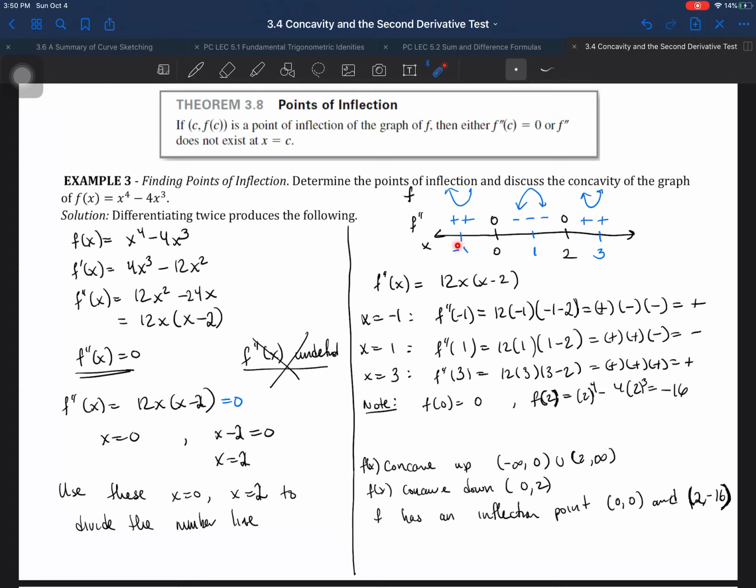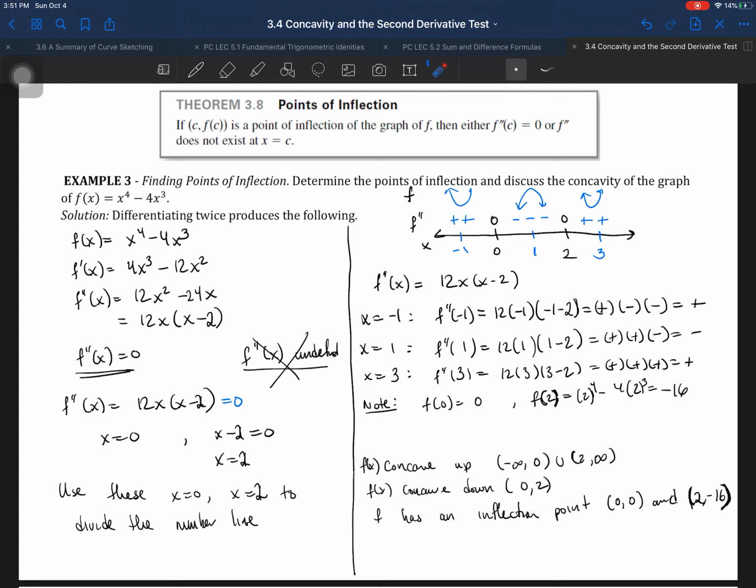So we're going to test a point on the left side, a point in the middle, and a number on the right side. So here's my second derivative. I'd rather have it in the factor form because it makes it easier for me to compute the signs, right? Again, we only care for the signs. We don't care about the actual number, so do not overdo this problem. x equals negative 1. Plugging negative 1 into the second derivative: 12 times negative 1 times negative 1 minus 2. So this is positive, this is negative, and this is going to be negative. So positive times negative times negative gives you positive.